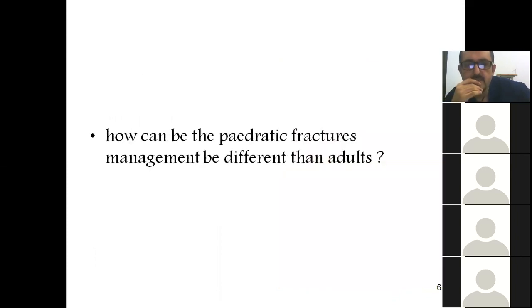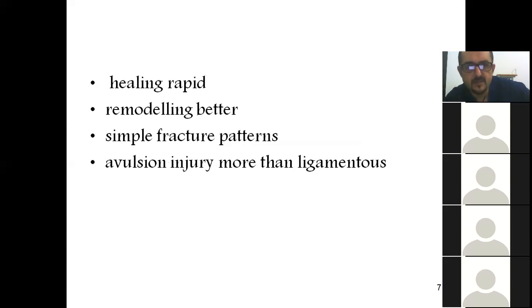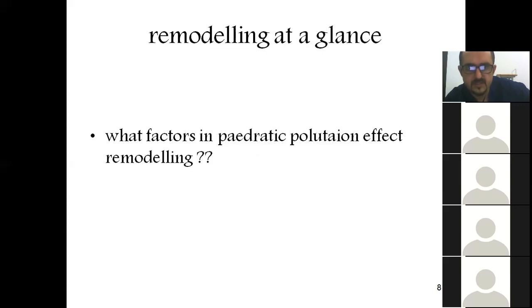So I will ask you again, Satish, because I couldn't hold you on the first question. How is pediatric fracture management different from adults? Pediatric fractures have a good remodeling potential compared to adults. So protocols for the management of pediatric fractures are somewhat different compared to adults. Yes. So the difference is healing is rapid, remodeling is better. There are simple fracture patterns, and avulsion injuries more than ligamentous injuries.